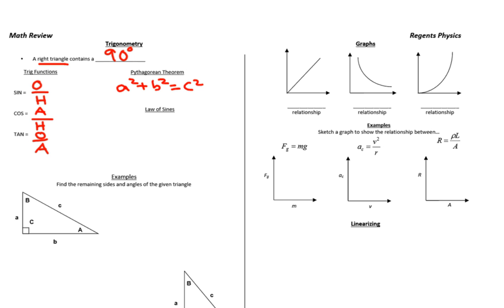Then some of you like the law of sines: side A over sine of A equals side B over sine of B equals side C over sine of C. The law of sines applies to any other triangle. Most of the time, all you need to do is your 3 trig functions and your Pythagorean theorem.